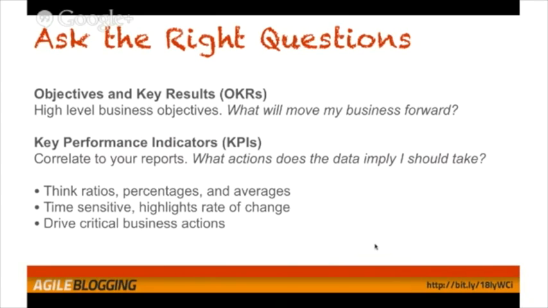So if I'm trying to determine whether I am actually improving audience engagement, then I need to look at the data and say, what actions does this data imply I should take? Am I getting closer to my goal? And when you're setting your KPIs, you need to think about ratios, percentages, averages. A lot of people will say, we got 10,000 page views this month. And that's great, but it doesn't tell you anything. It doesn't imply an action, right?